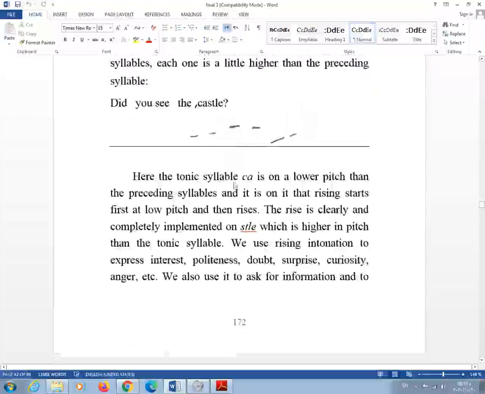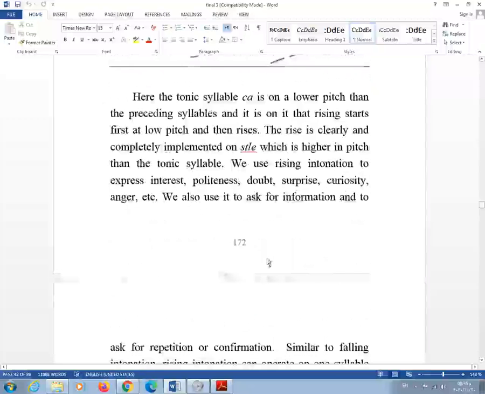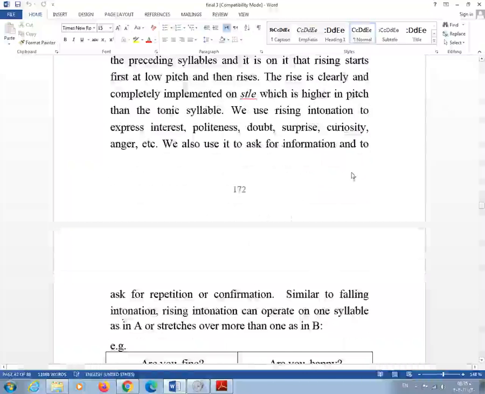Okay, and look at this, the rising starts on "ka", and we kept rising until the end of the utterance. We use rising intonation to express, this is a very important thing, interest, politeness, doubt, surprise, curiosity, anger. All these are emotions that we can use rising intonation to express. We also use it to ask for information and to ask for a repetition or a confirmation.